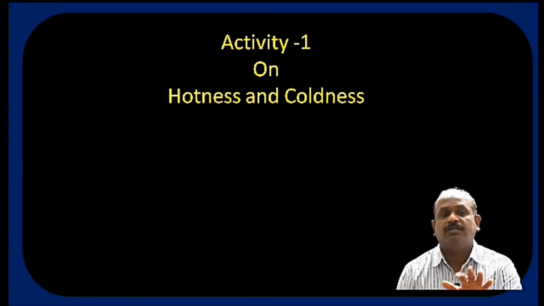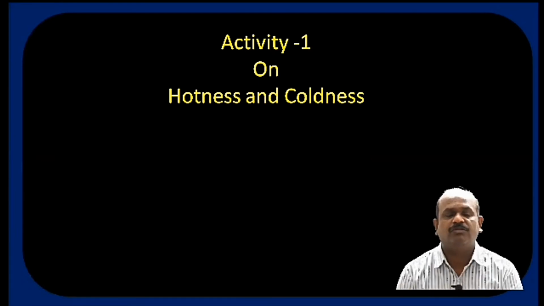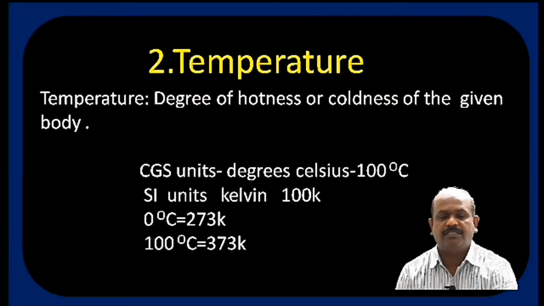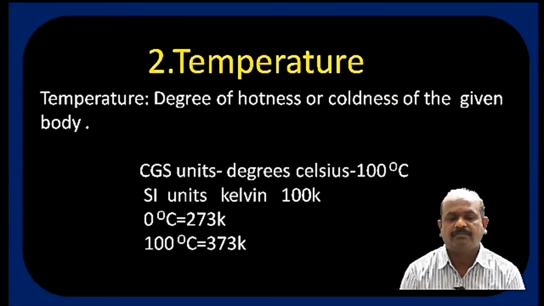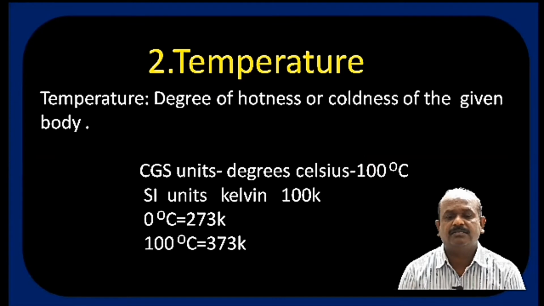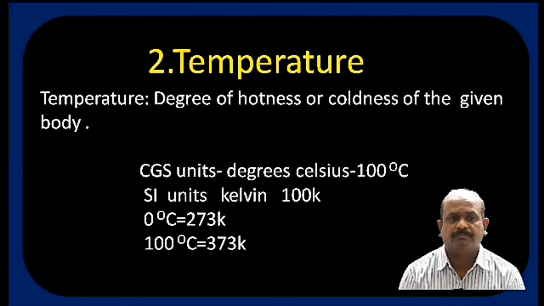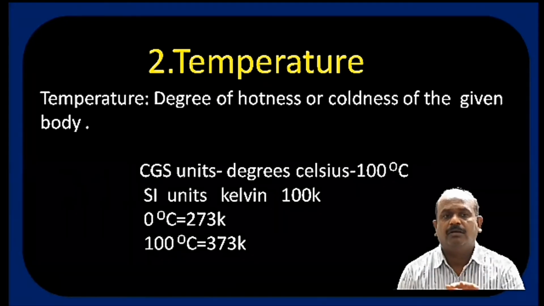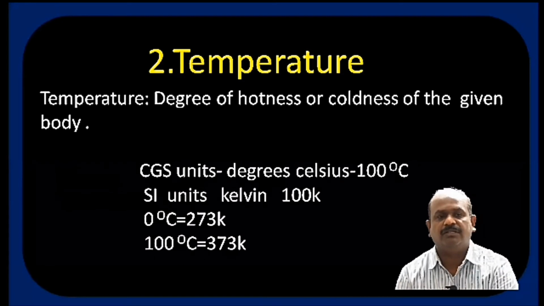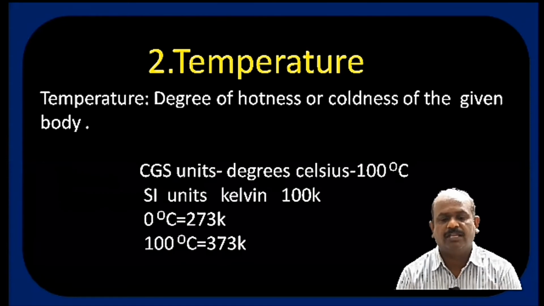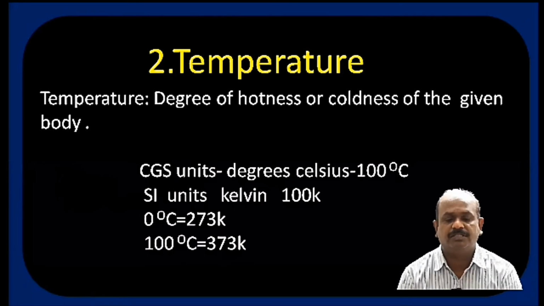To compare the hotness of two bodies, you need some physical quantity that is called temperature. Temperature tells us the degree of hotness or coldness of the body. How hot is this body when compared to the other? We can compare the hotness of the two bodies with the help of this physical quantity, temperature.